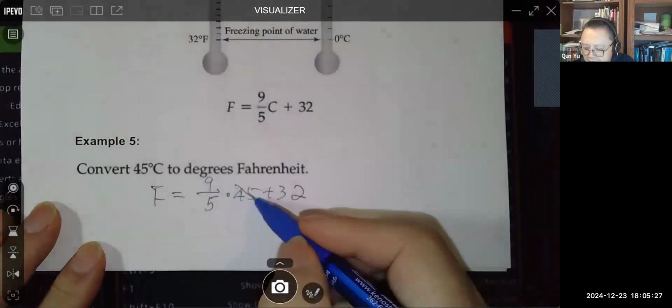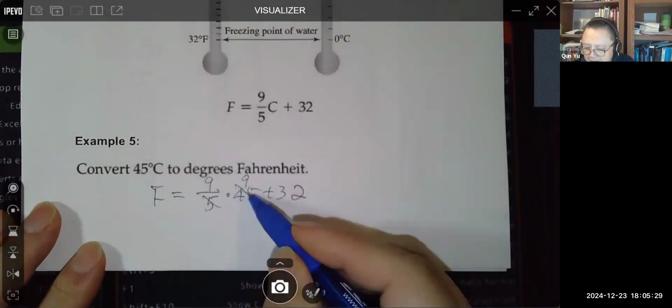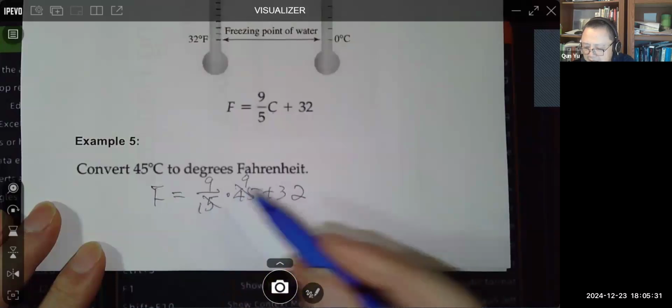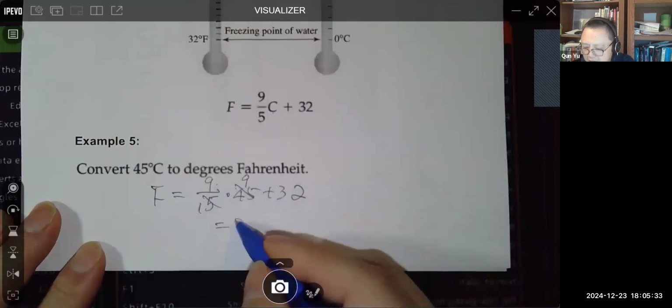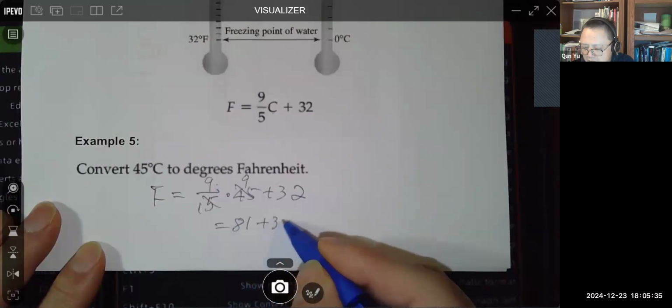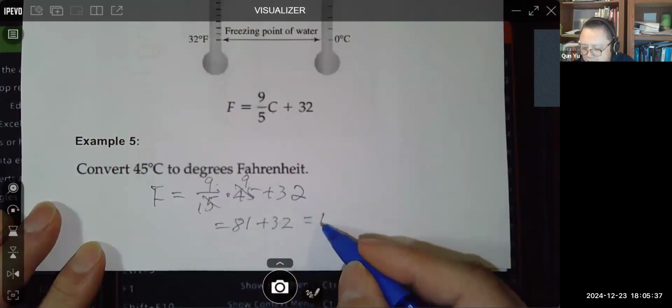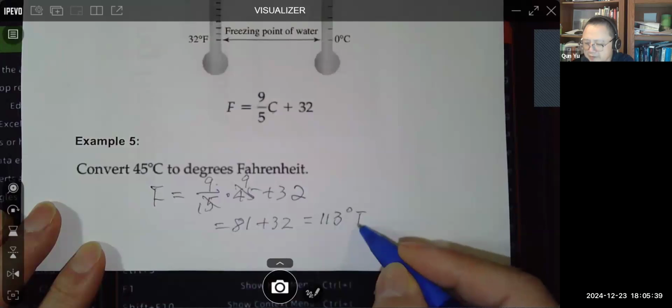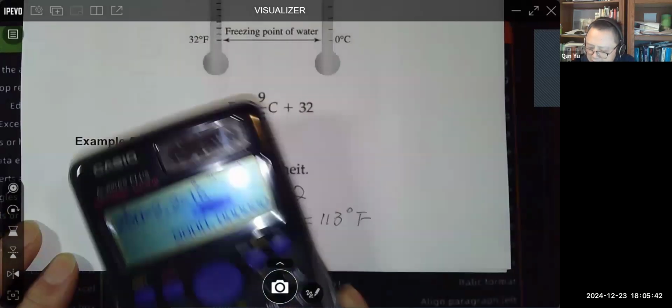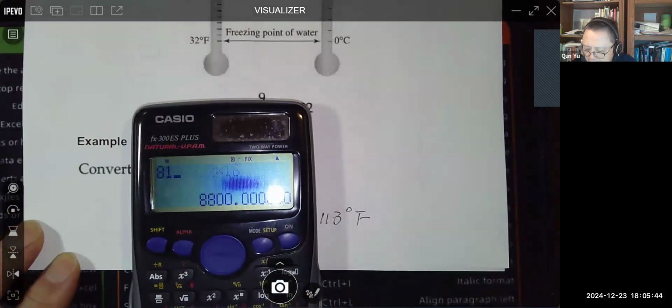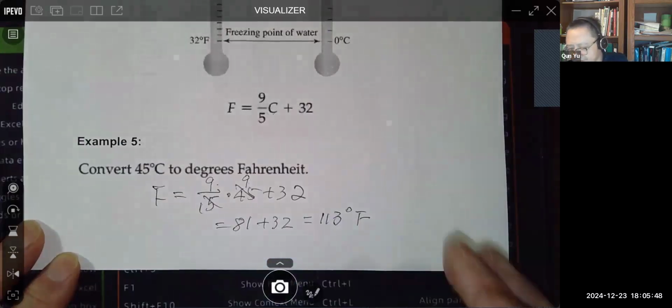Now 45 can be simplified. 45 divided by 5 is 9. 9 times 9 is 81. So 81 plus 32. What is that? That is 113 degrees Fahrenheit. So double check 81 plus 32. 113 Fahrenheit.